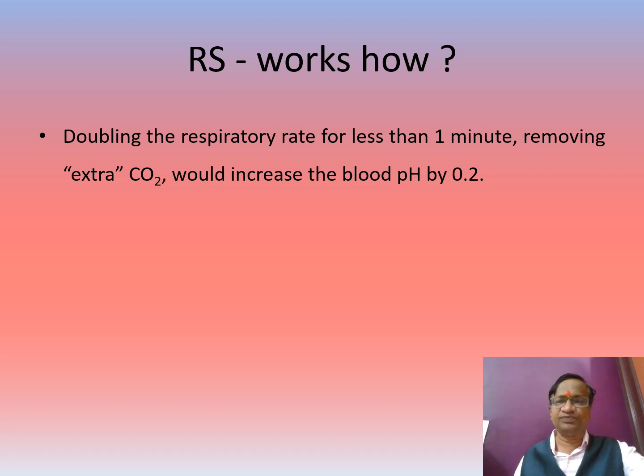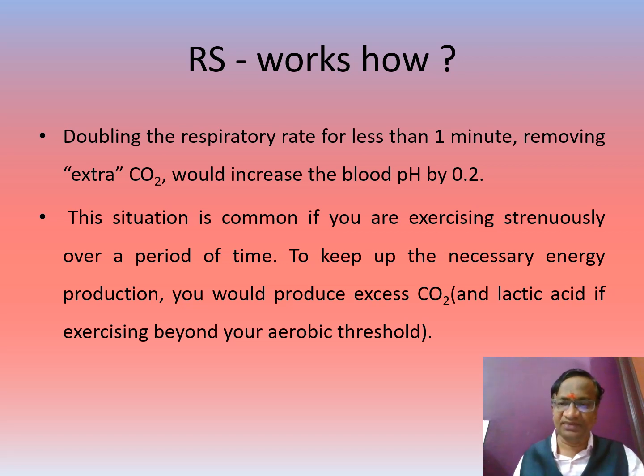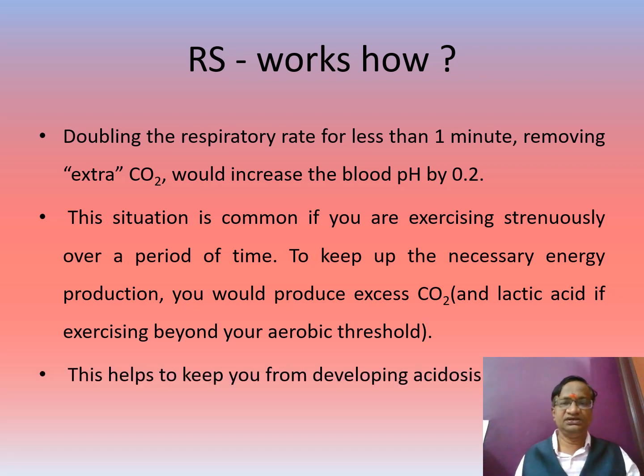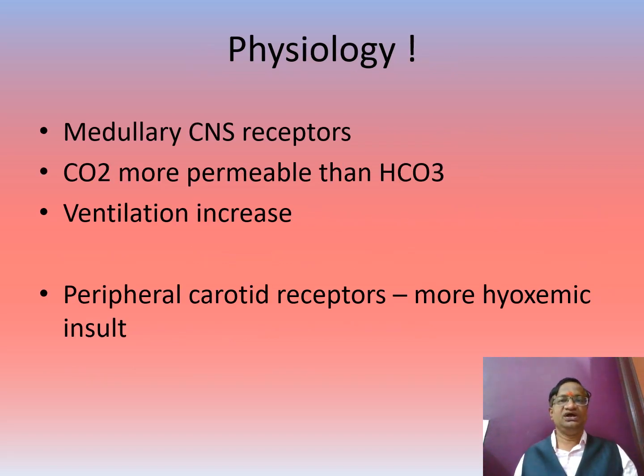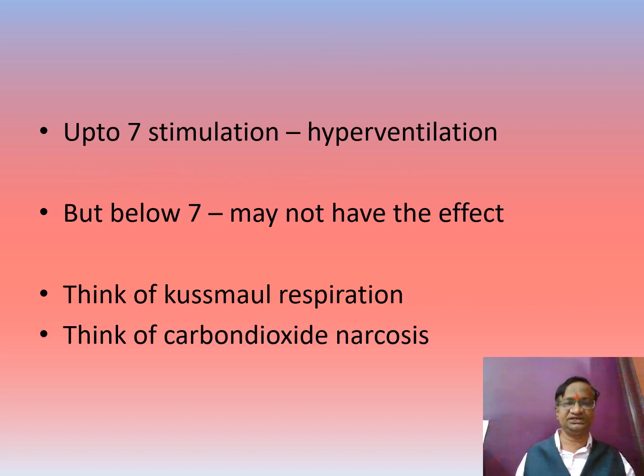Doubling the respiratory rate for less than a minute removes extra carbon dioxide. The situation is common if you do exercise. So this helps to keep you from developing acidosis. Medullary chemoreceptors: carbon dioxide is more permeable, increasing ventilation. This is what I told. Peripheral carotid receptors may be more sensitive to hypoxia.